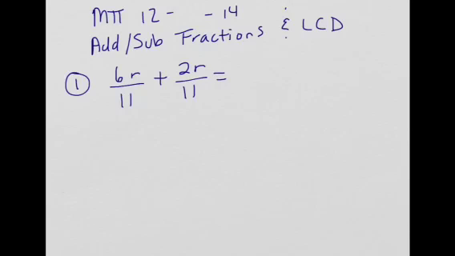In this case, our denominator is 11, and all we have to do is add the numerators. So 6r plus 2r, they're both like terms, so we can just add the 6 and the 2, and that's going to give us 8r.